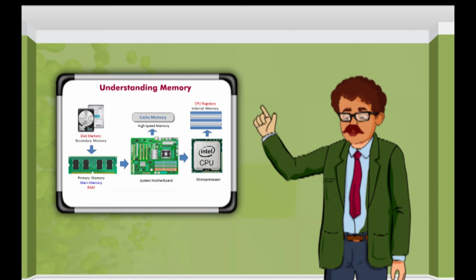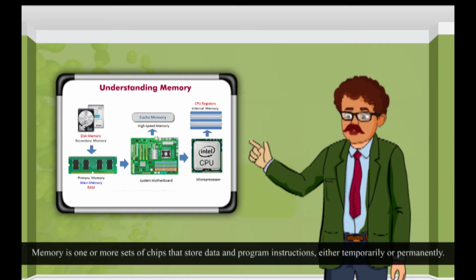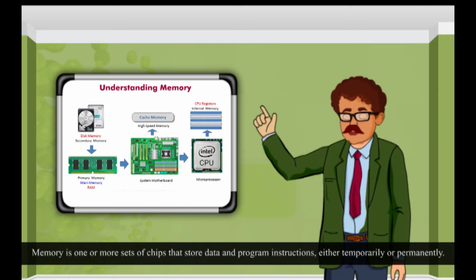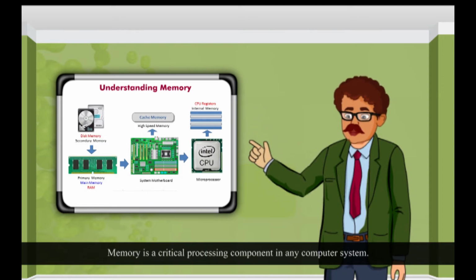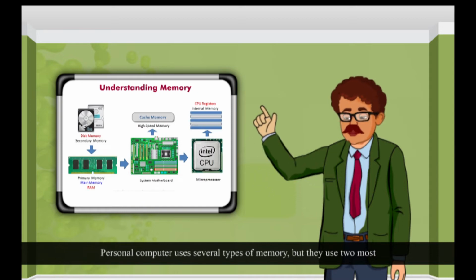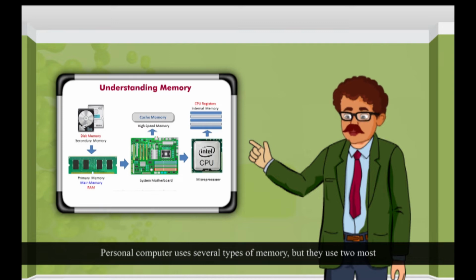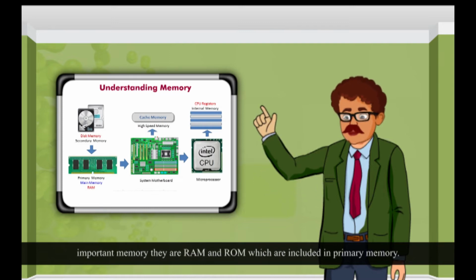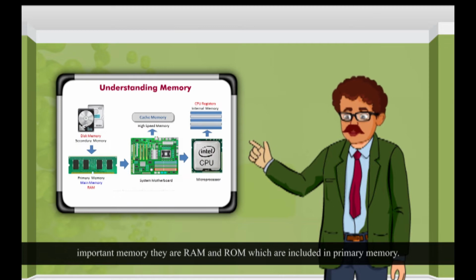Understanding memory. Memory is one or more sets of chips that store data and program instructions, either temporarily or permanently. Memory is a critical processing component in any computer system. A personal computer uses several types of memory, but the two most important are RAM and ROM, which are included in primary memory.